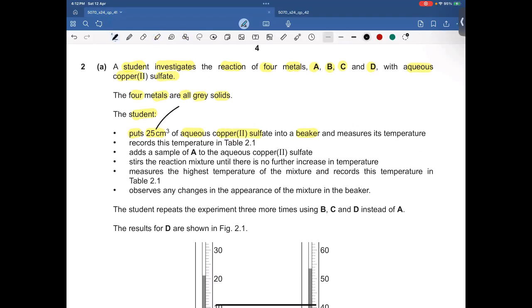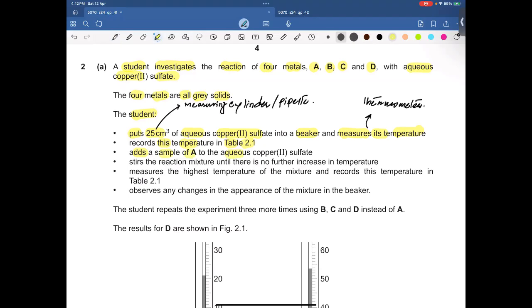Either I'll take the measuring cylinder, or I'm going to use a burette or pipette. A measuring cylinder or pipette can be used to measure this volume, and measure its temperature. Obviously, in order to measure the temperature, I'm going to use a thermometer. Record this temperature in table 2.1.